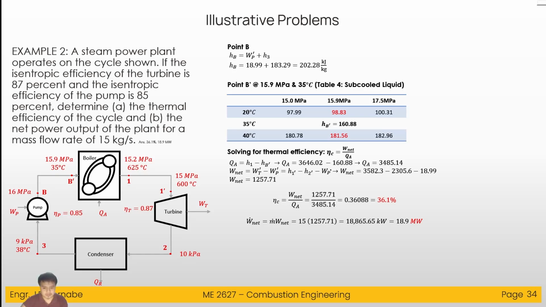Okay, this should be fine now. So you have this, and then you can find the network. So to find the efficiency, network over QA, you have 36.1%. Okay, and then for the net power output, if you have a mass flow rate, you can also find the power output, which is just multiplied by the network. So the network is 1257.71 multiplied by 15 kilograms per second. So this will be 80,865 kilowatts or 8.9 megawatts.